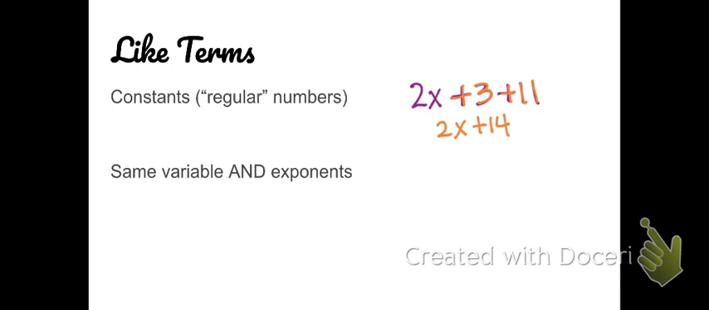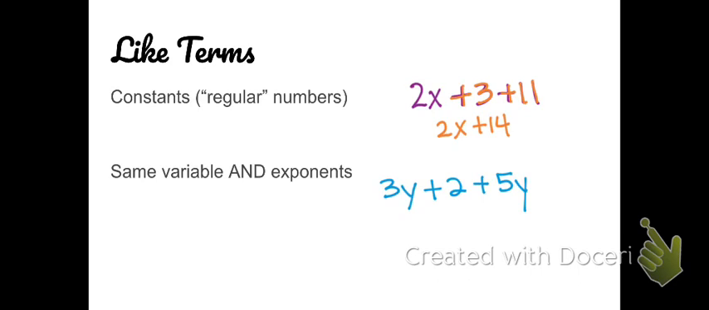Or they have the same variable, the same letter, with the same exponent. So if I had 3y plus 2 plus 5y, then the 3y and the 5y are like terms because they have the same variable and exponent, where if there's not an exponent, you assume it's 1, so they have the same exponent. There aren't any like terms for that positive 2, so the only ones I can combine are the 3y and the 5y, which gives me 8y, and then plus 2.